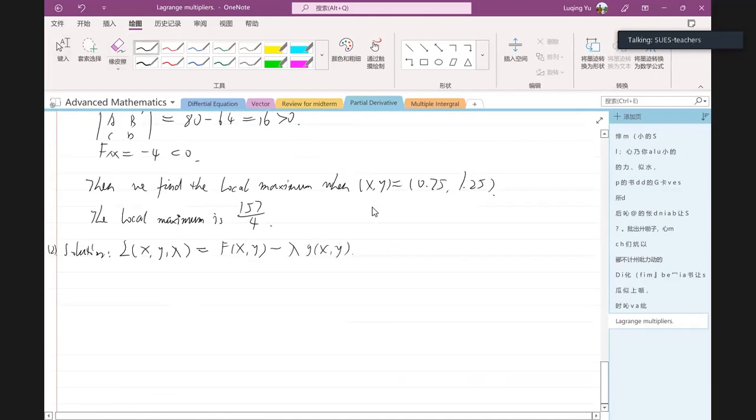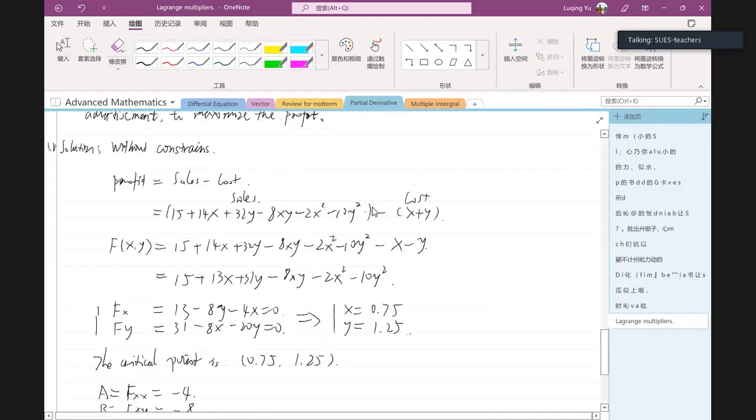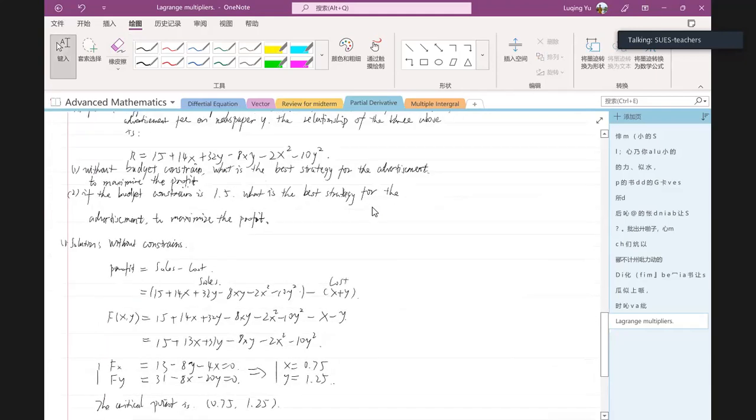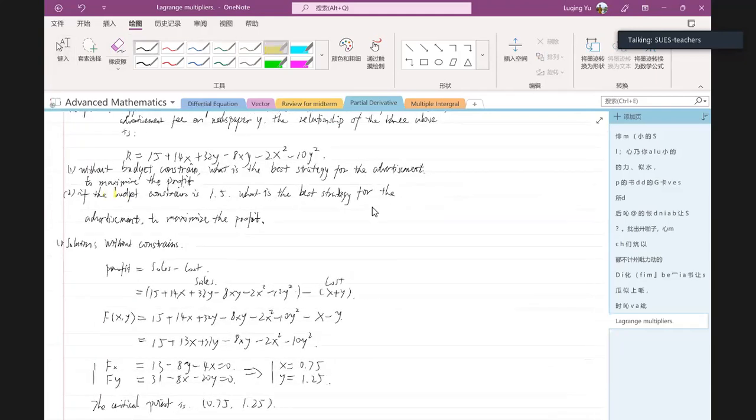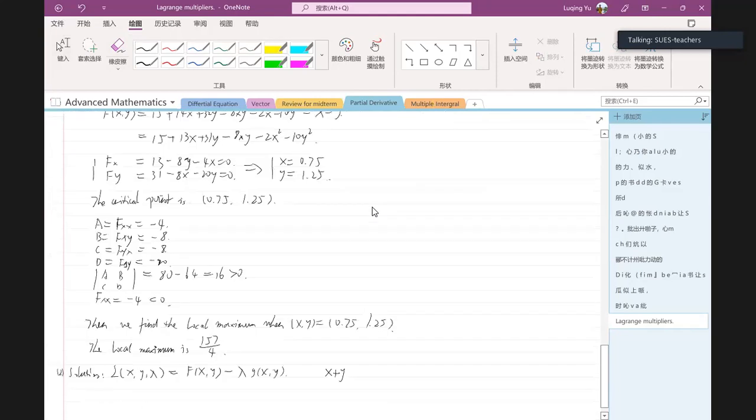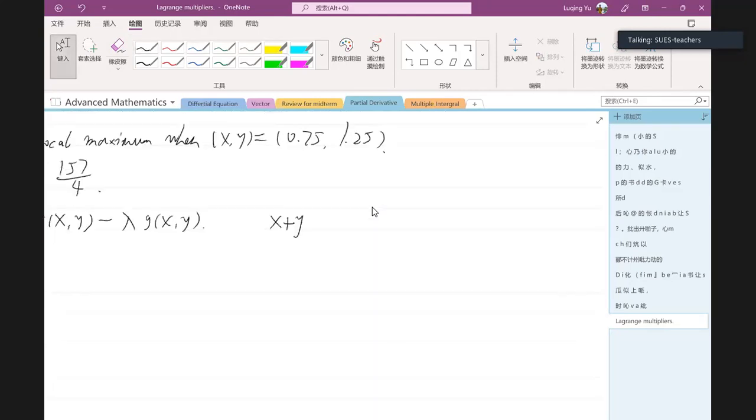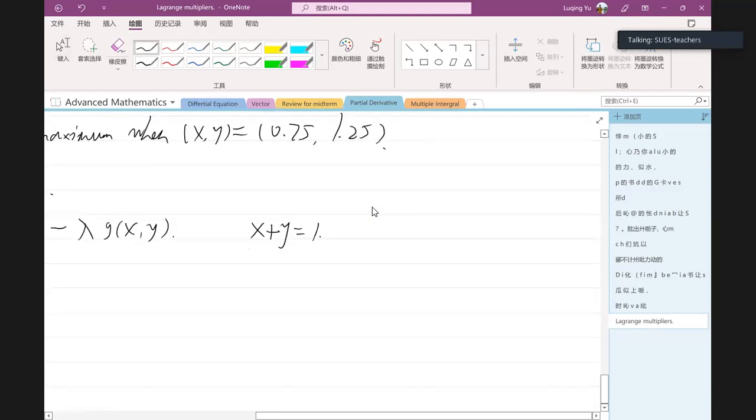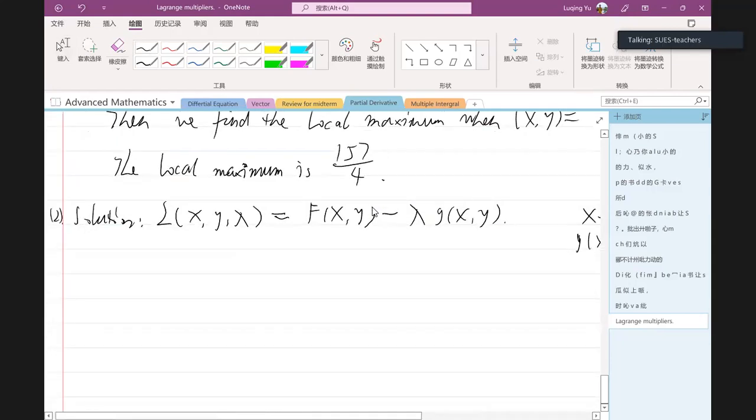The constraint here is the budget constraint. The budget constraint is 1.5. So g(x,y) is equal to x plus y minus 1.5. The plus or minus sign here is not that important in this part, because lambda could be negative or positive.